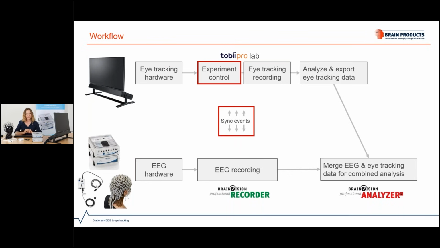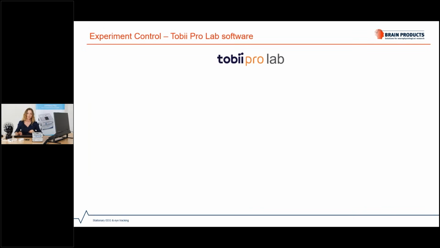Okay, having looked at our hardware setup, let us turn to the experiment, and let's see how we can set up these synchronization events for both the Spectrum and the actiCHamp Plus to have them aligned in both eye tracking and EEG data. For setting up an experiment, at first we have to decide for an experiment control software. And today we're going to use Tobii Pro Lab.